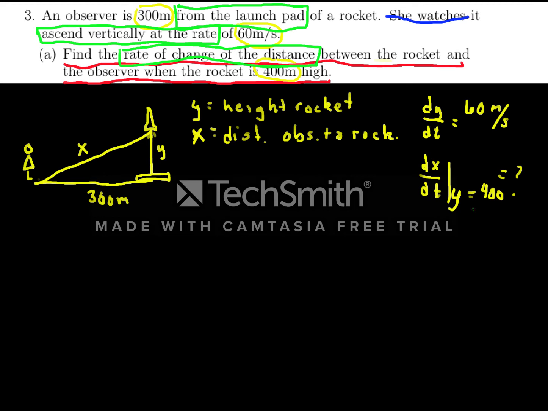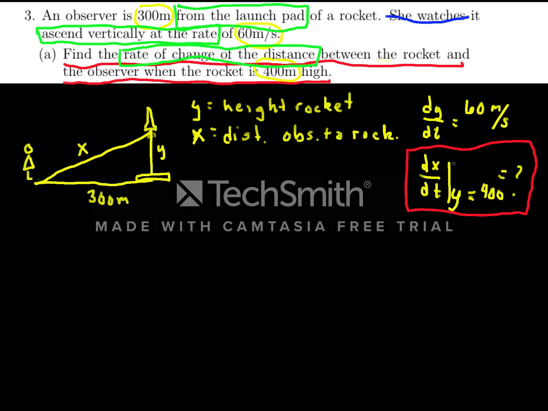So we will know dx/dt when y is equal to 400. Let me box that, because this is the question we want to ask. This will help us make decisions when we're solving the problem.